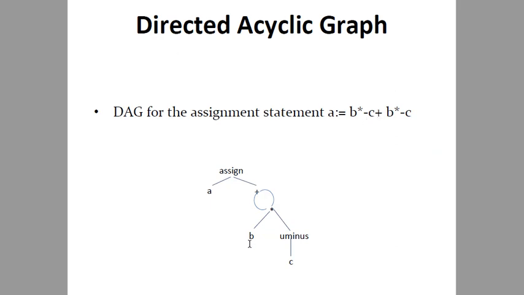See over here, previously in the syntax tree there were 2 nodes for B. Here in the DAG we have 1 node each for B, unary minus, C and star. So for B into minus C plus B into minus C, 2 edges are given to the plus node, and this full expression is represented by this portion of our directed acyclic graph.